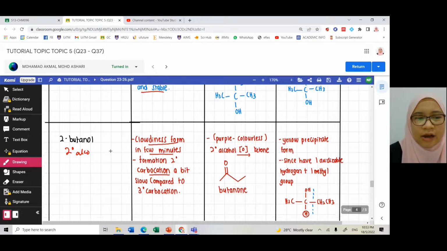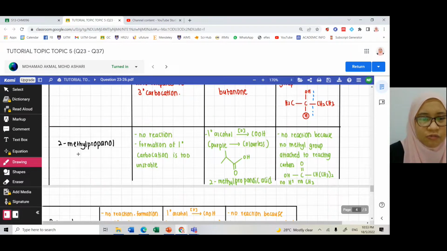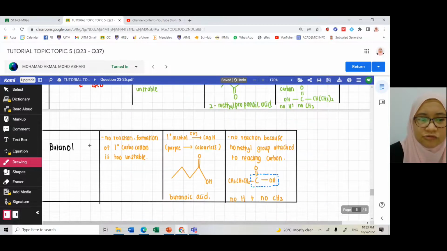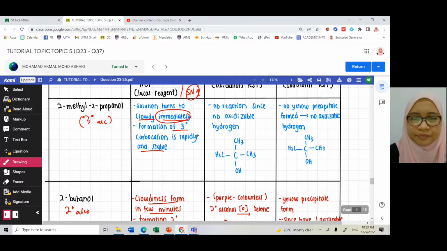Okay, all right. How about primary alcohol? Both butanol and 2-methyl-1-propanol are also primary alcohol. So it won't form cloudiness at all. Same goes to butanol. No reaction, no cloudiness observed. Okay, that represents no reaction when it reacts with the Lucas reagent. Okay, all right.